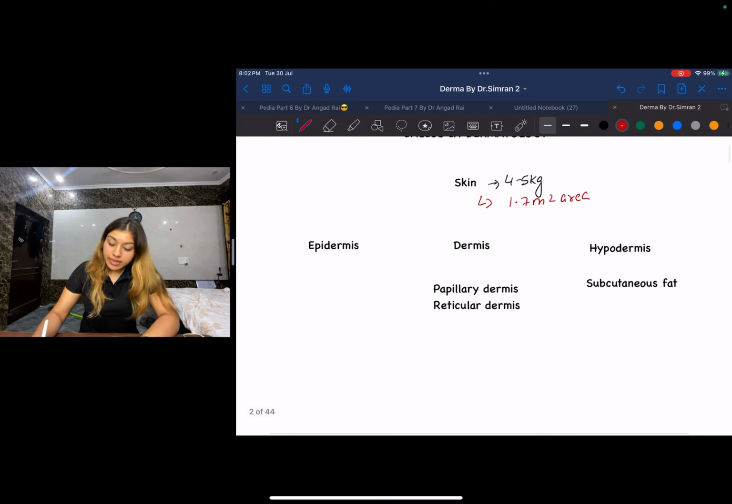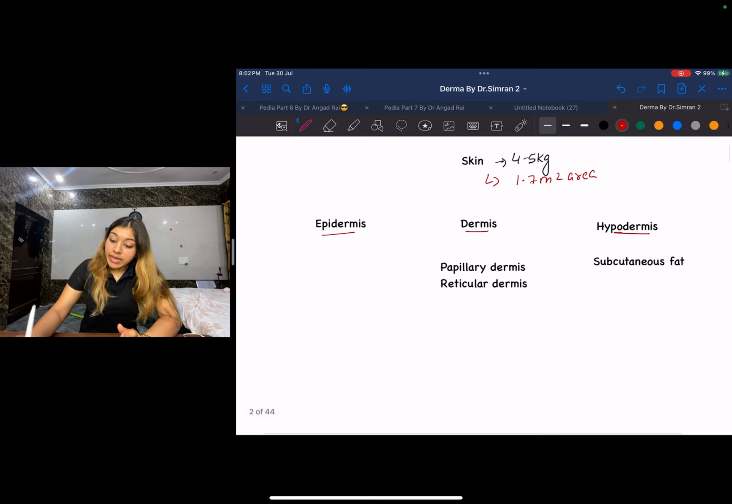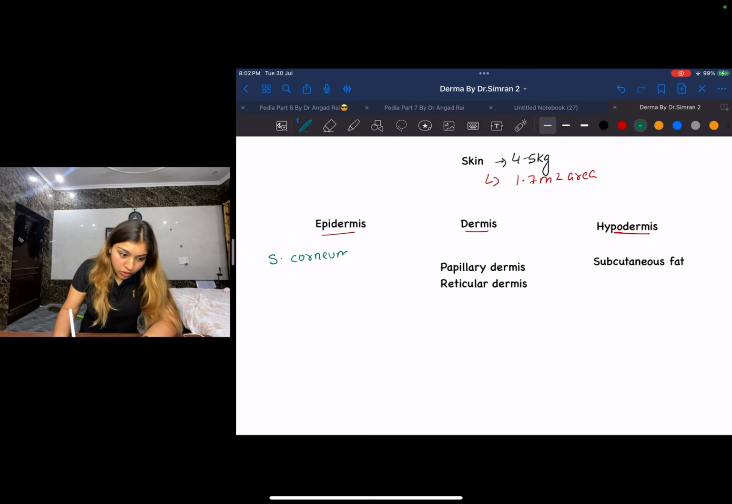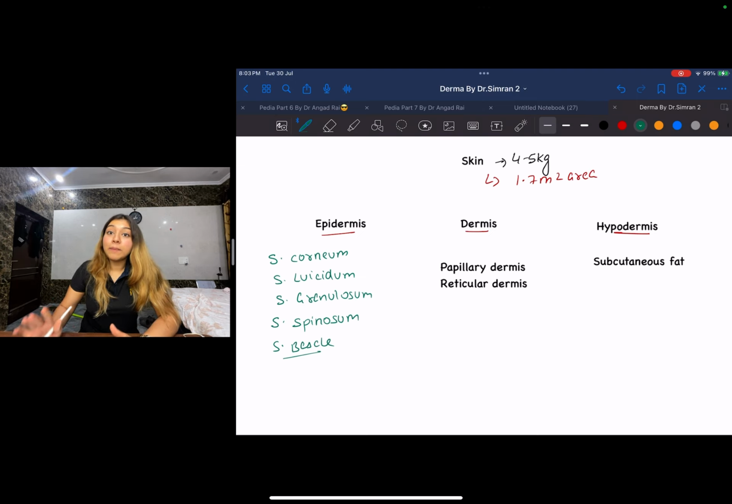Now our skin is divided into 3 parts: your epidermis, your dermis, and your hypodermis. Let us start with our epidermis. In our epidermis, we have 5 layers. The first layer is the stratum corneum. Then second is your stratum lucidum. Third is the stratum granulosum, fourth is the stratum spinosum, and fifth is the stratum basale. These are your 5 layers of the epidermis.